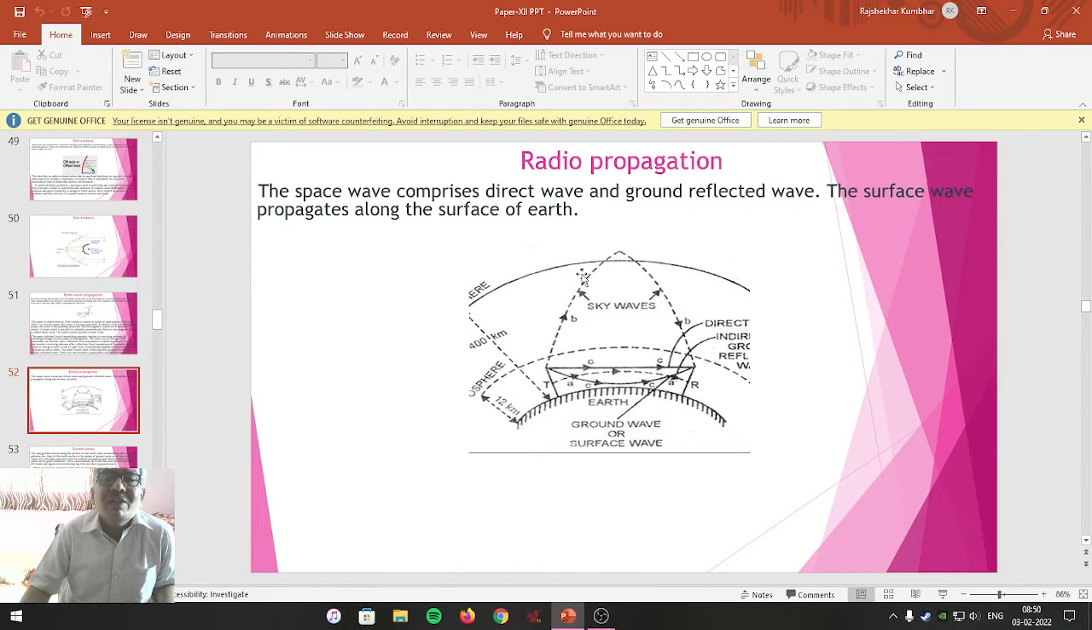You may ask the question, what happens above this? If energy escapes the ionospheric layer, then that is used for satellite communication, and those waves are known as microwaves. One type of wave reaches the ionosphere, and after reflection it carries the energy to the receiver on the Earth's surface. That is used for long distance communication, for high frequency communication. These waves are called the sky waves.